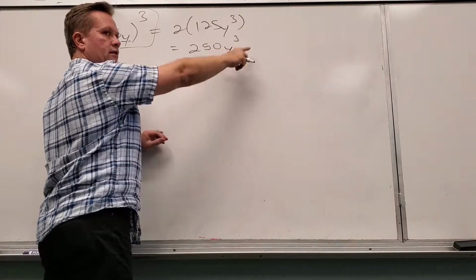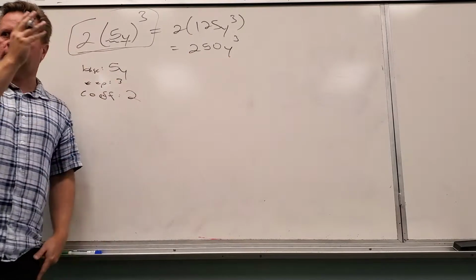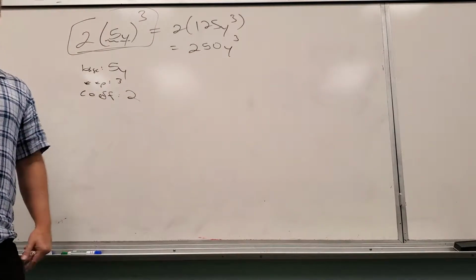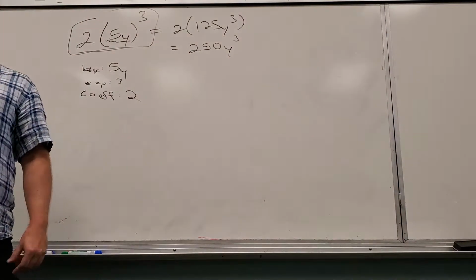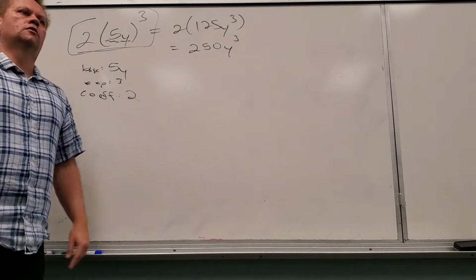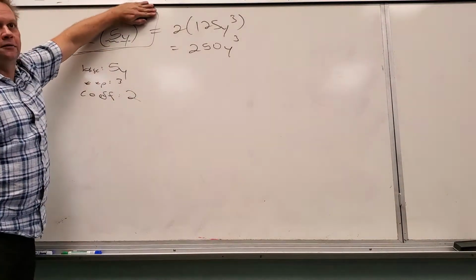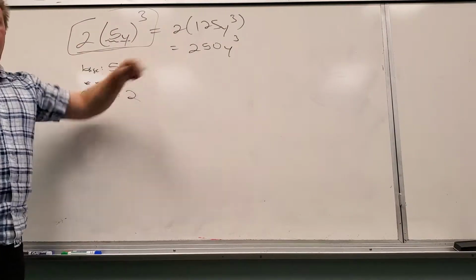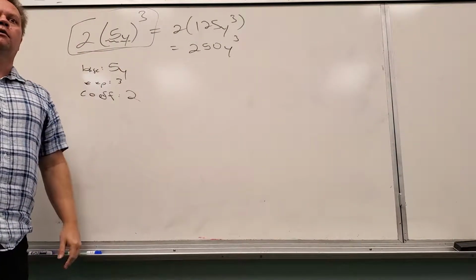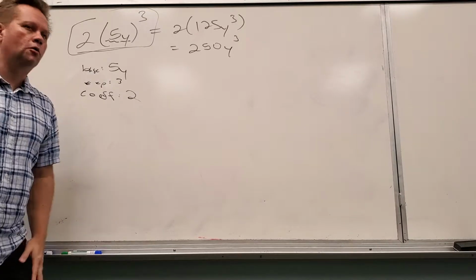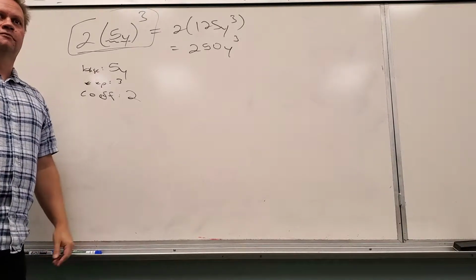So now if I write it in this form, what's the coefficient? 250. What's the base? y. And the exponent is 3. The coefficient didn't do anything to the y cubed? It did. What was it? It was y. Right. What is it now? y cubed. So it did something. You don't double that.